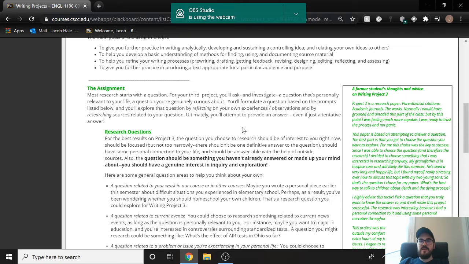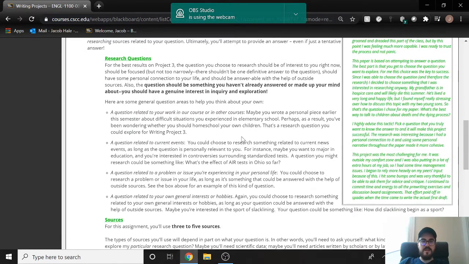If you pick something that you just think will be quick or easy, it's not as likely that you'll enjoy the project as much as if you chose something that you really care about or you're really curious about. There are some prompts below to help you come up with a research question. So let's go ahead and take a look at those.